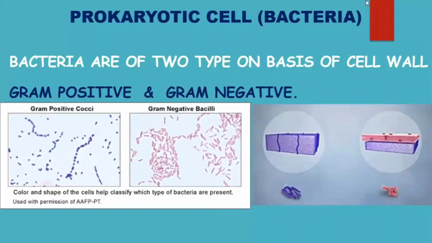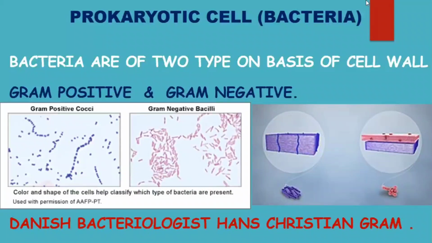If I magnify their cell wall, it looks different this way. So definitely in gram positive, the cell wall is quite thick, darkly stained. On the right side, there are two distinct layers. Can you see that? Yes, and definitely it's a thin layer. It's gram negative. Let's talk about it. The concept of staining was given by Danish bacteriologist Hans Christian Gram.